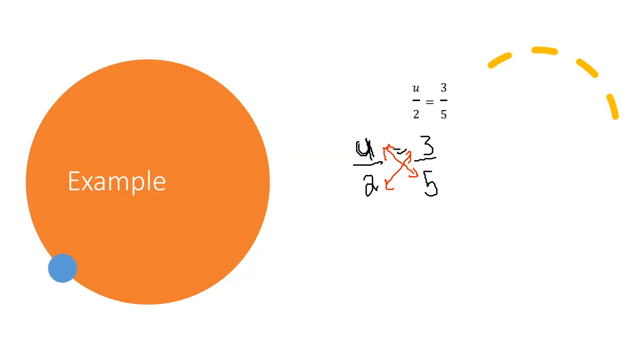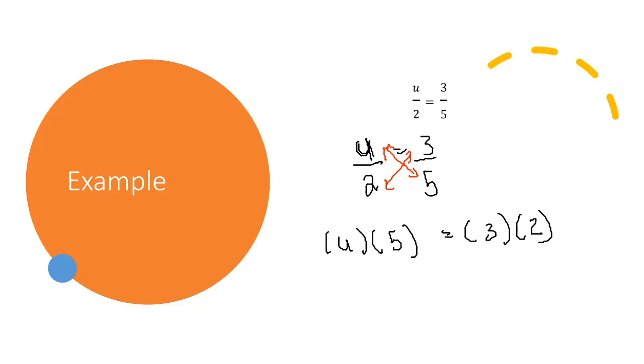So I could do, it doesn't matter which one you put on the left or the right, but we're going to do u times 5 and then an equal sign. And then we're going to do the 3 times the 2. So I multiplied these two, which gave me u times 5, and these two multiplied, which gave me 3 times 2 or 2 times 3. Again, the order doesn't matter.